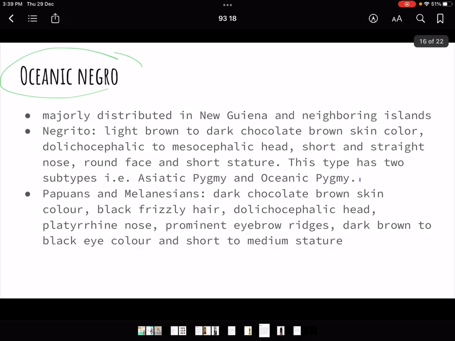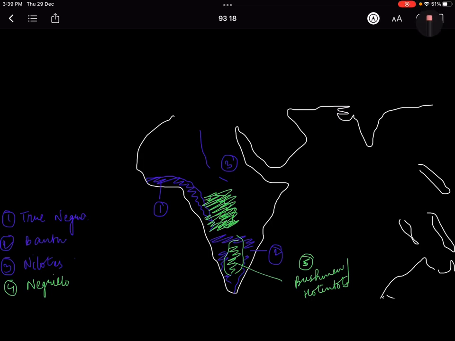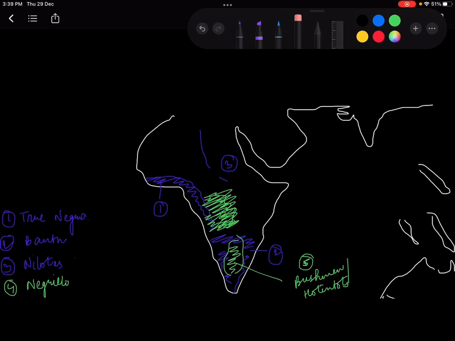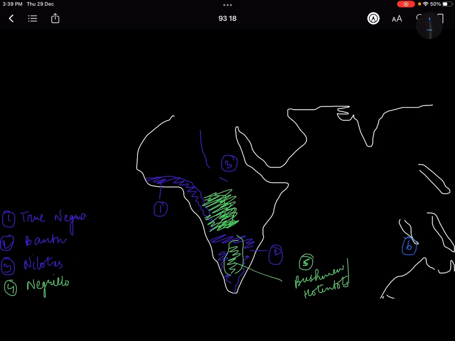So I hope you now understand. Okay? So let's do the marking also. Okay, so for the Papuans you can just mark this location. This location you just mark for the Papuans. Okay, I'll just write it here. For Papuans and Melanesians.